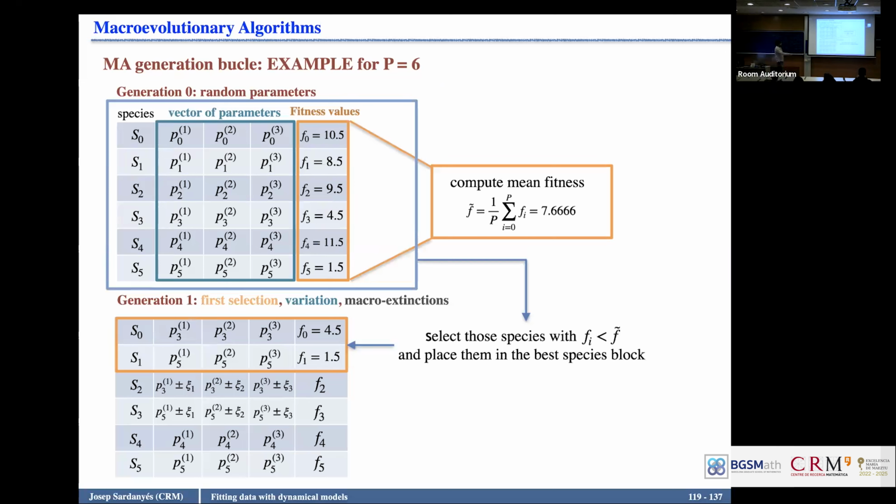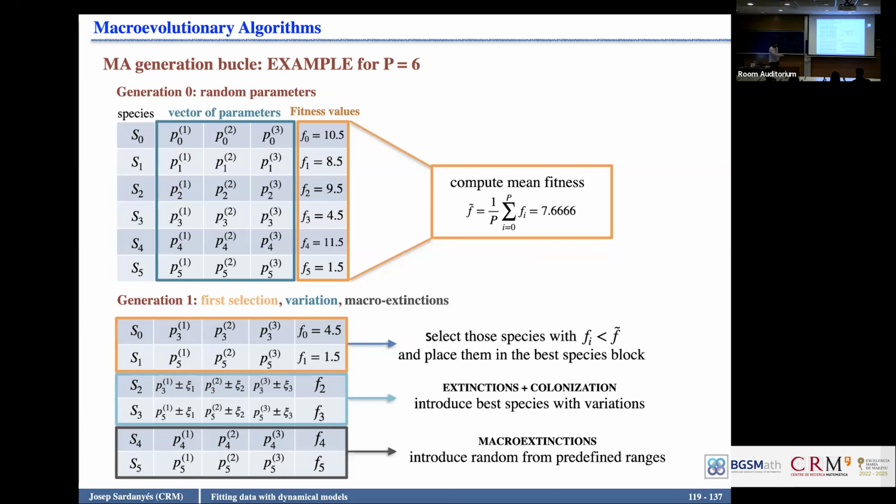So I select these species with these characteristics and I put them here. The one that was coming from S3 is now S0 in the new generation, and the same for the other one, which was S5 but is now S1. Now I have 6 empty sites because all the other species have disappeared; there has been a macro extinction.